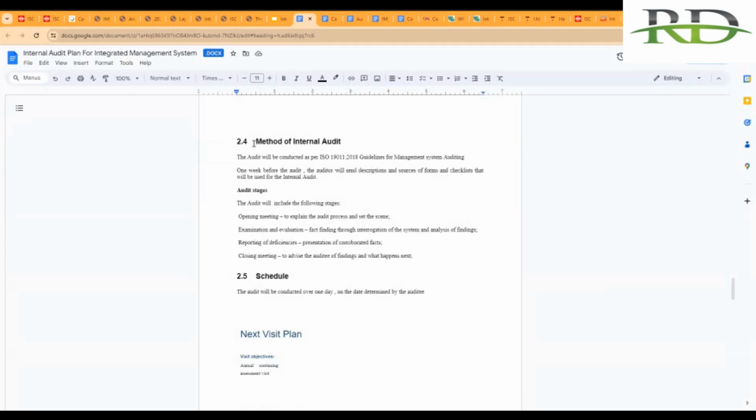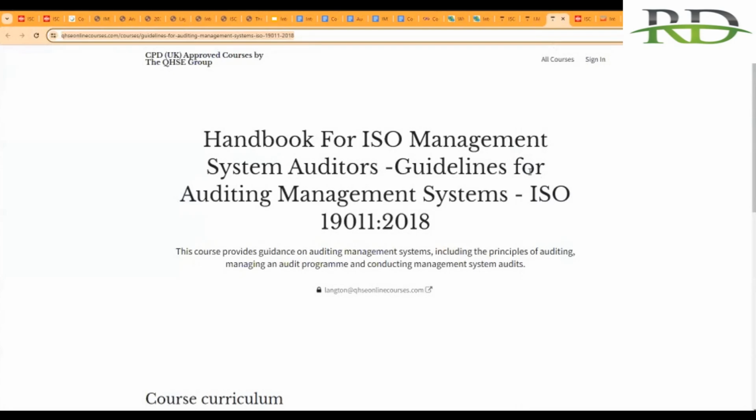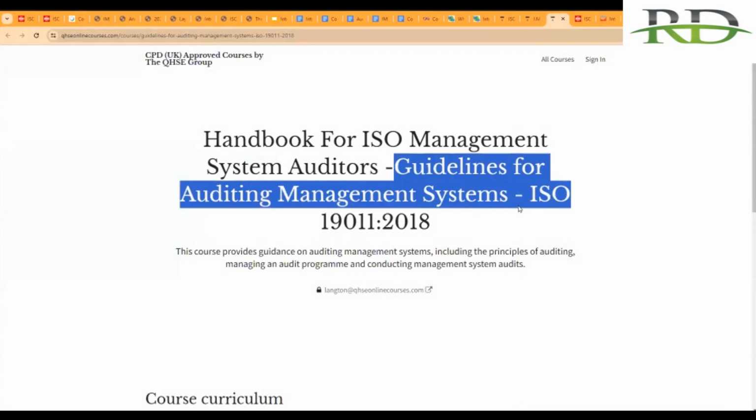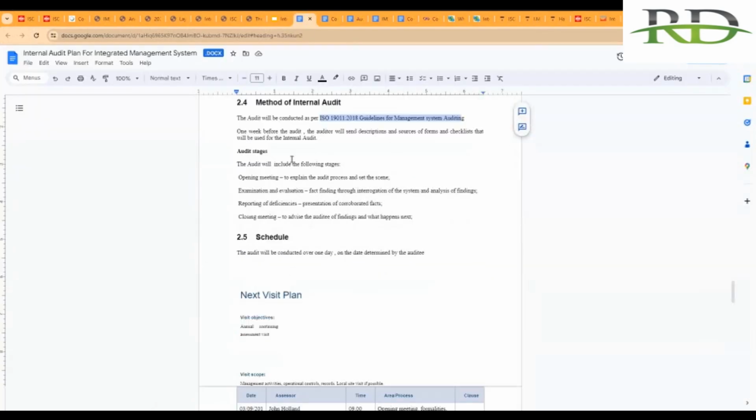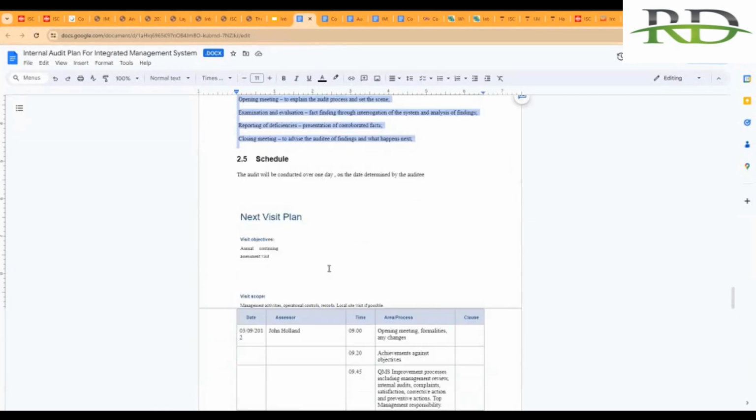Also, make sure that you tell them about the method of the audit. All ISO audits are conducted as per ISO 19011:2018 guidelines, okay? Guidelines for auditing management system standards, ISO 19011:2018. This is the guideline on how you conduct ISO audits. And then also, these are the stages of the audit, okay? And this is the schedule of the audit.